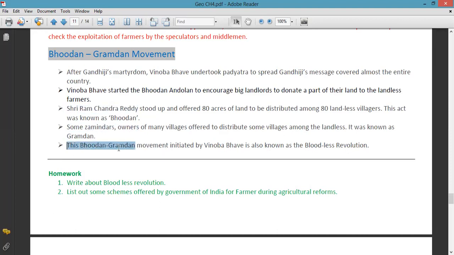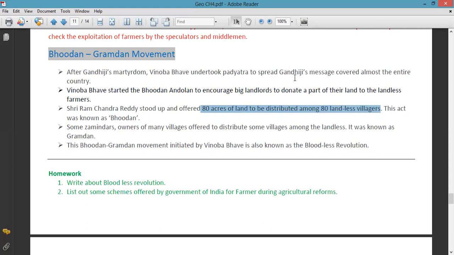Together, the Bhoodan and Gramdan movement includes both the activity of Sri Ramachandra Reddy and other zamindars. This movement, initiated by Vinoba Bhave through the Bhoodan Andolan, is also known as the bloodless revolution. So write about the bloodless revolution. It's an important 5-mark question. You should write all these five points. Under this movement, mainly Sri Ramachandra Reddy was inspired and gave his land to landless villagers. That's all. Do you have any doubts?